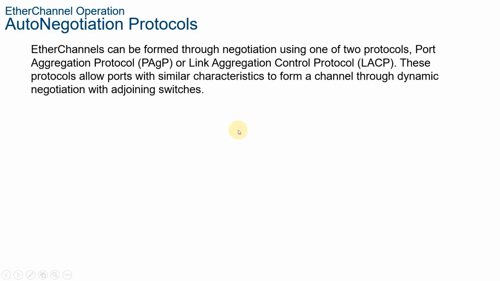Auto-Negotiation Protocol. EtherChannels can be formed through negotiation using one of two protocols. You've got the Port Aggregation Protocol, or PAgP, or the Link Aggregation Control Protocol, or LACP. These protocols allow ports with similar characteristics to form a channel through dynamic negotiation with adjoining switches. Take note that it is also possible to configure a static or unconditional EtherChannel without PAgP or LACP.